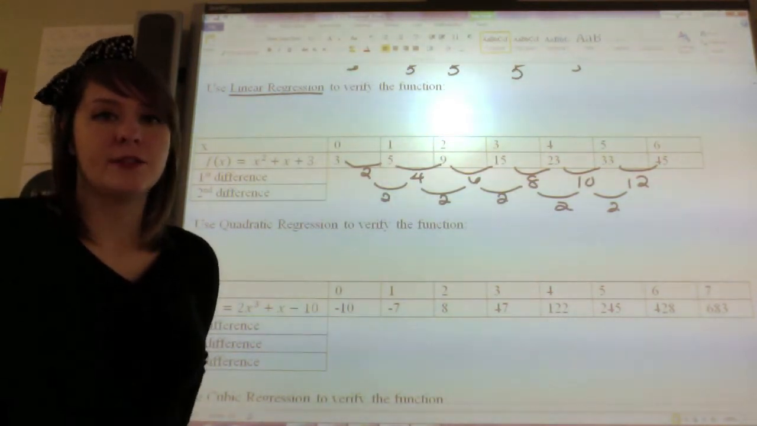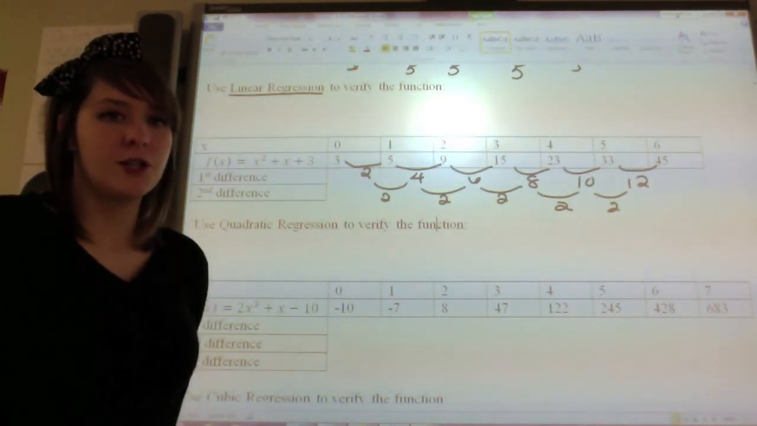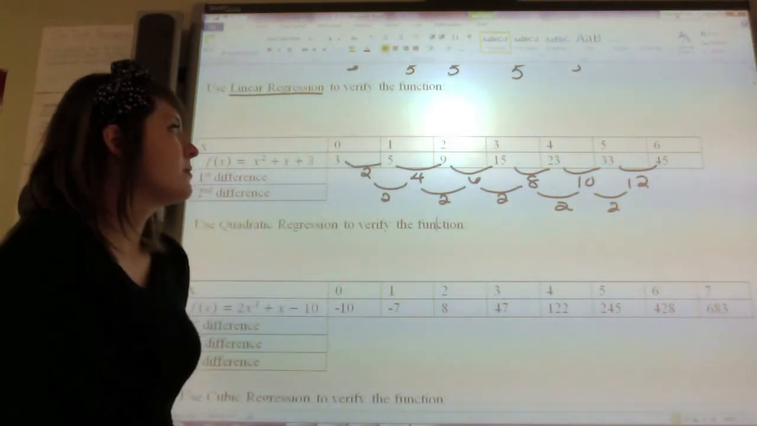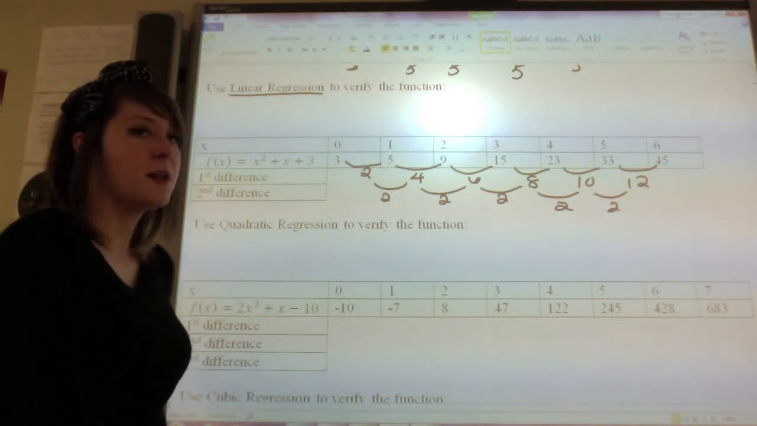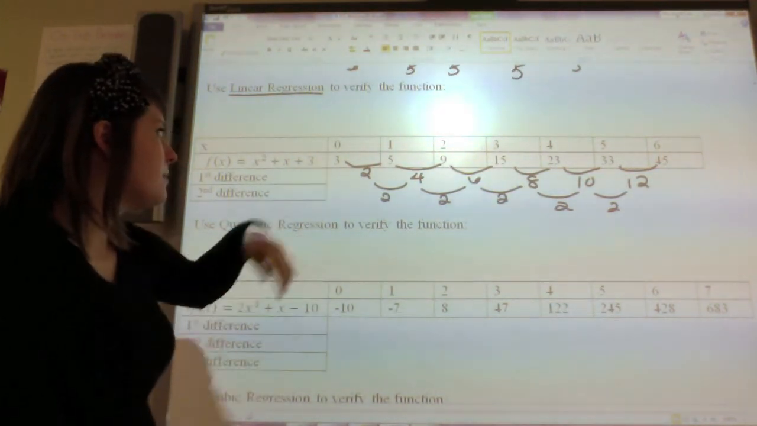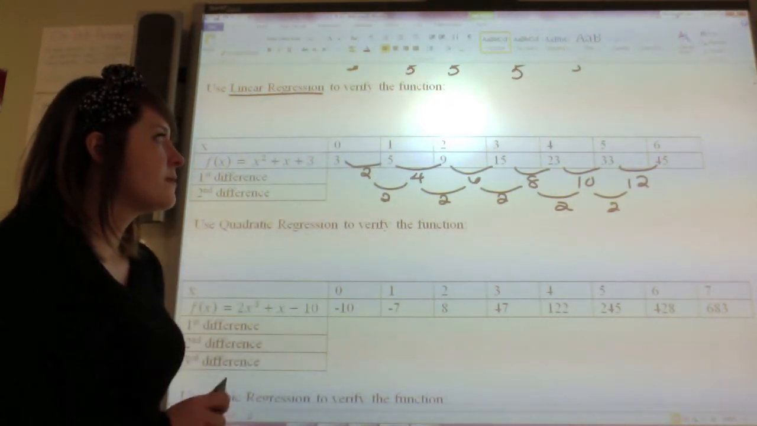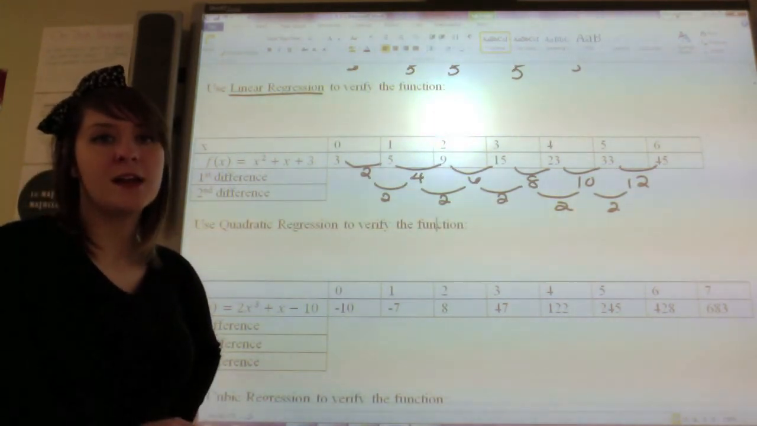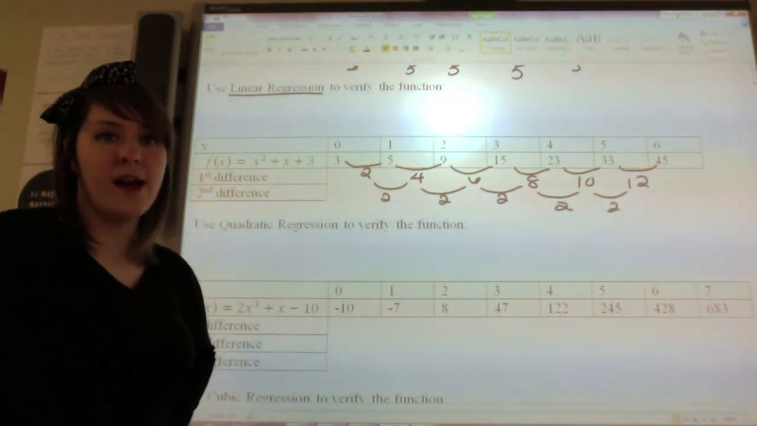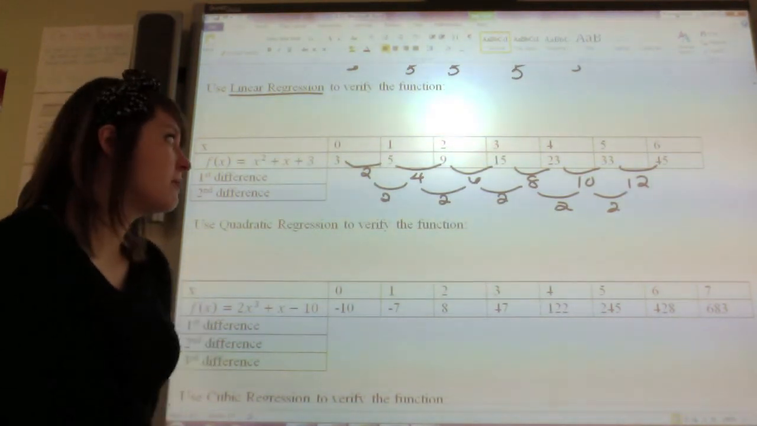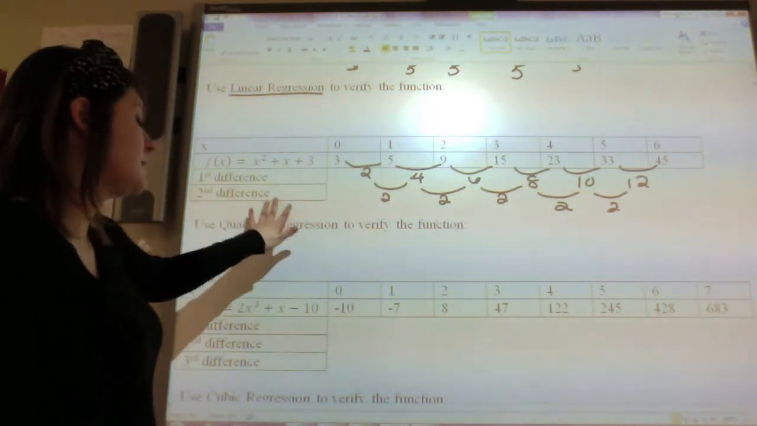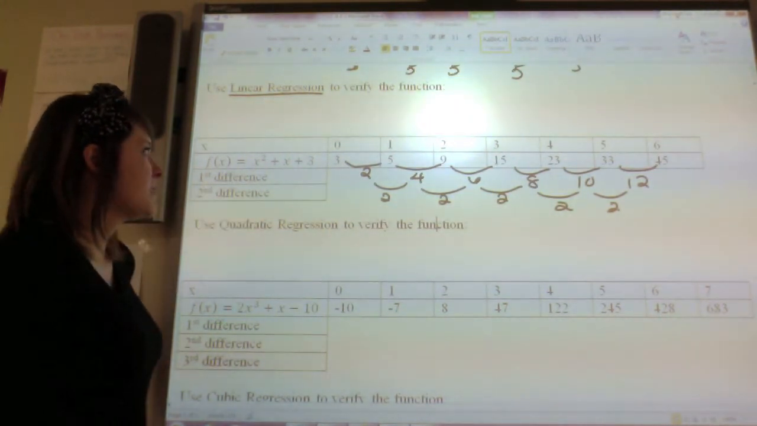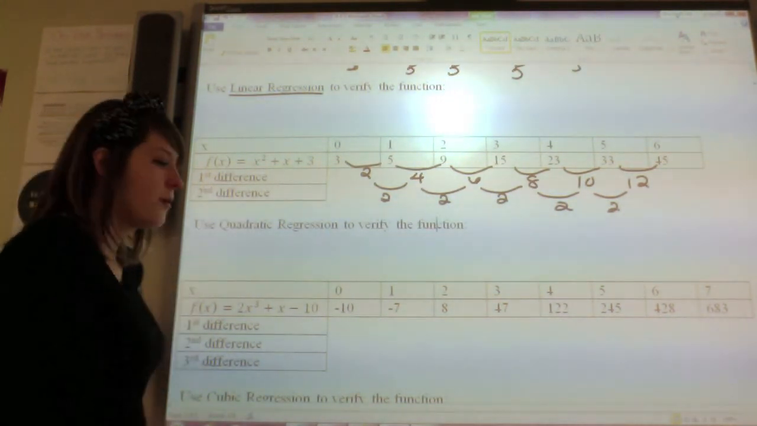So I can model this function using a quadratic regression. So on my calculator, in Stat Edit, I'm going to type in 0, 1, 2, 3, 4, 5, 6 for my x values in my list 1. I'm going to type in 3, 5, 9, 15, 23, 33, 45 for my y values in my list 2. I'm going to hit Stat, Calc, Quadreg. So I'm doing a quadratic regression because I know that this is a second degree difference. And when I do that, you get x squared plus x plus 3. Okay, last one.